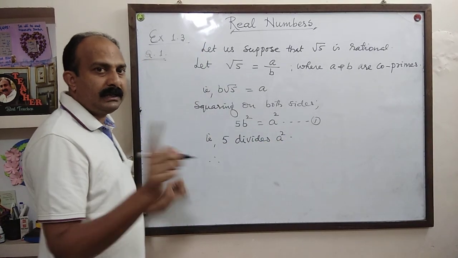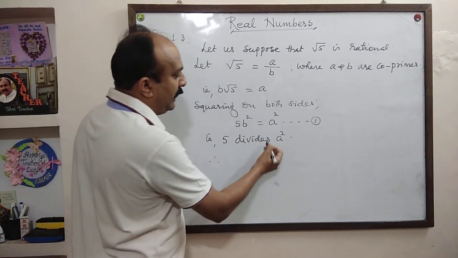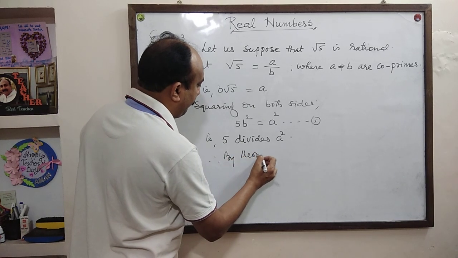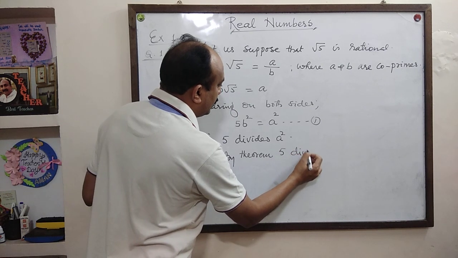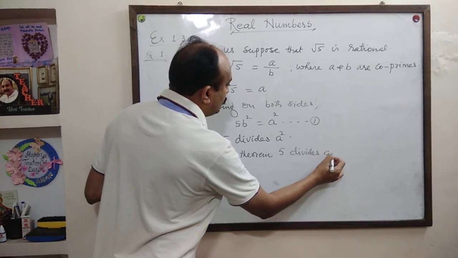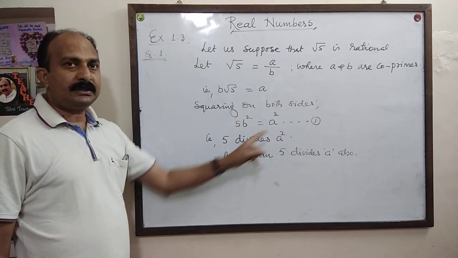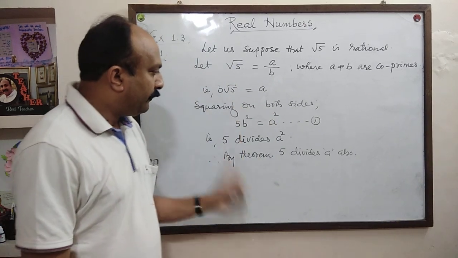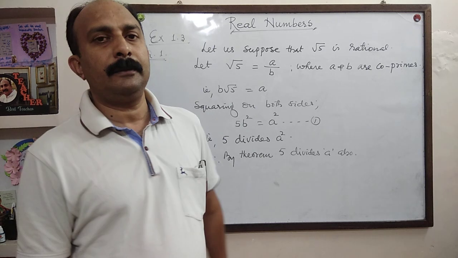Therefore, by the previous theorem that we have just studied, if 5 divides a square, then 5 divides a also. 5 divides a means what? 5 is a factor of a.